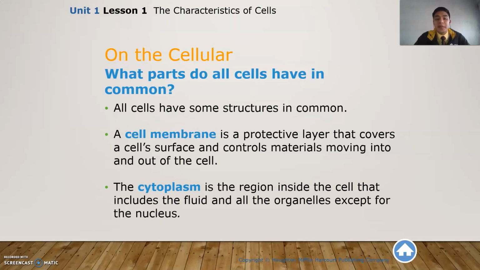They also have the cytoplasm. It's a region inside the cell that includes the fluid and all the organelles except for the nucleus. So, in this case, again, this liquid or the alcohol inside will be somewhat like the cytoplasm. In the cytoplasm, all of the organelles are going to be floating around. And there is something else that is called a cytoskeleton that is going to help all of the organelles to stay in their appropriate position.